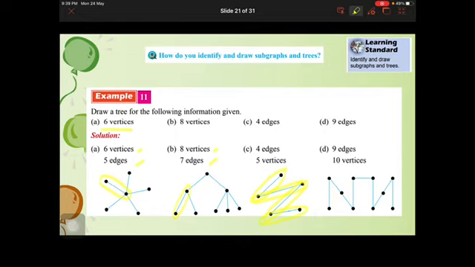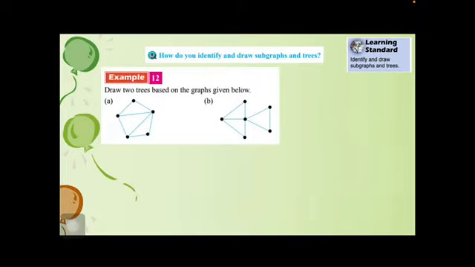9 edges, that means we plus 1 for the vertices, must be 10 vertices. And every pair is connected by one edge only. So you can draw as you want, as long as it fulfills the 9 edges and 10 vertices, and a pair of vertices is connected by one edge, and it must be a simple graph. That is the condition. So now let's try example 12.